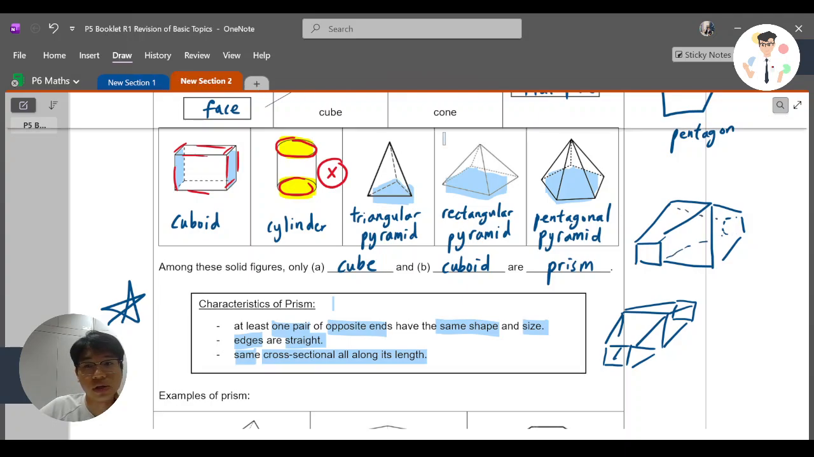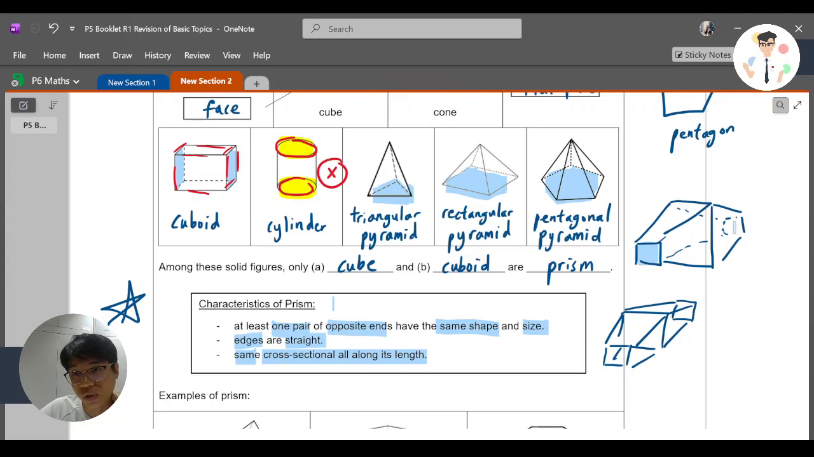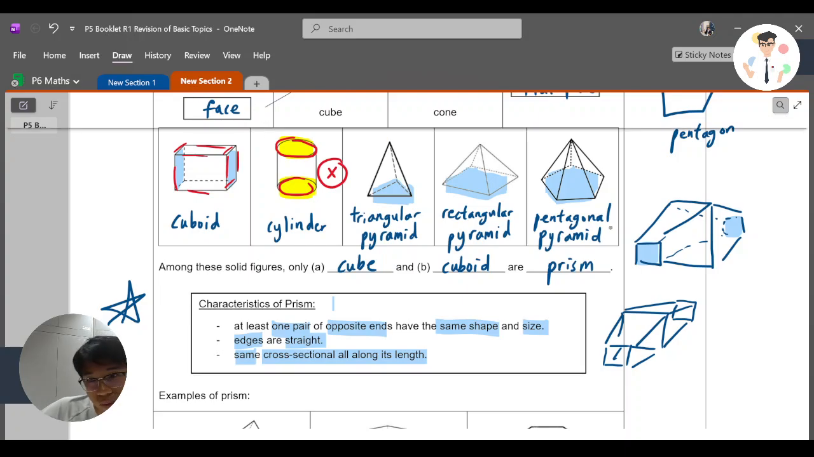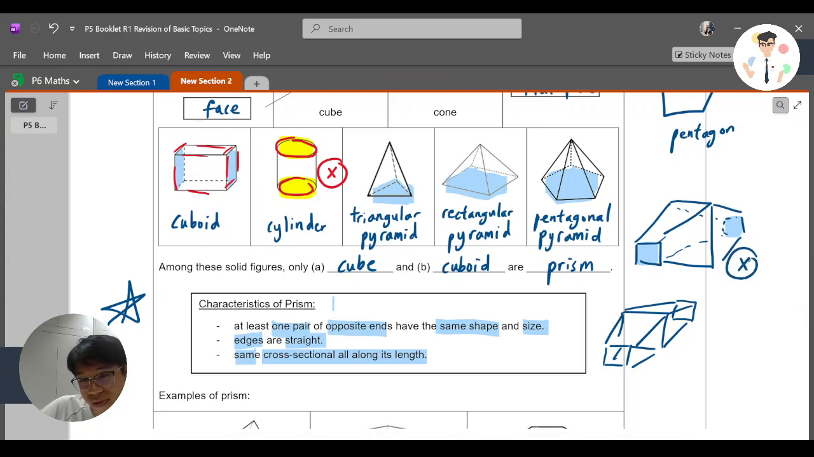Here and here is the same shape. It's a square, same size. Edges are all straight lines as you can see. But this is not a prism. Although I don't know what shape this is, this is not a prism. Why? Because of this requirement. Same cross-section all along its length.